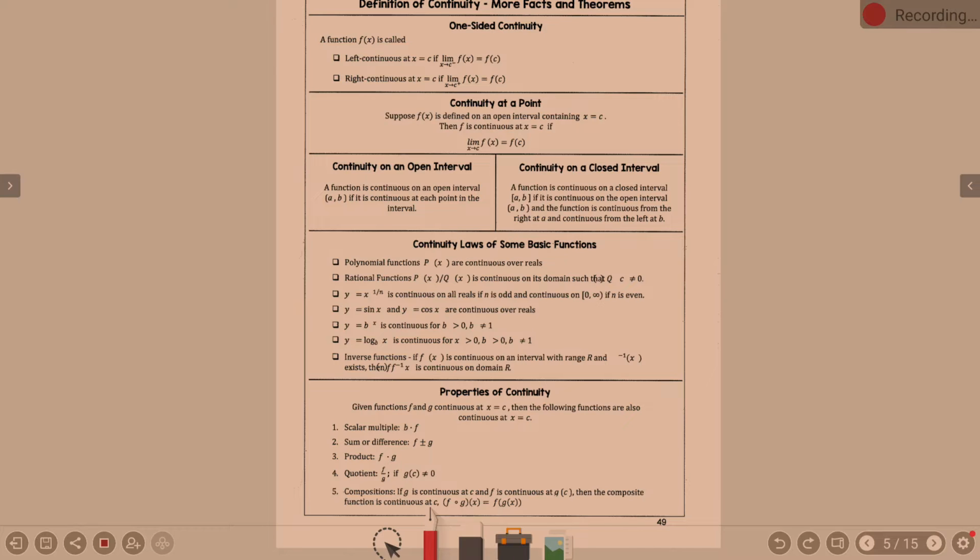There are some continuity laws of basic functions. These are more pieces that will come up as we go. They'll come up as we talk about them. And then there are some properties of continuity. You can multiply by something. You can add and subtract. You can multiply. You can divide. These are all pieces that we will talk about more and work with more as we continue talking about limits. I might as well stop there, right? So, remind me tomorrow, we're going to talk about number 3.